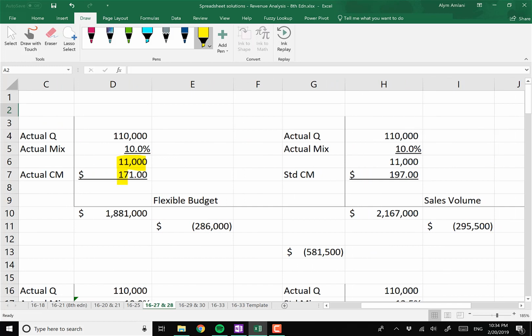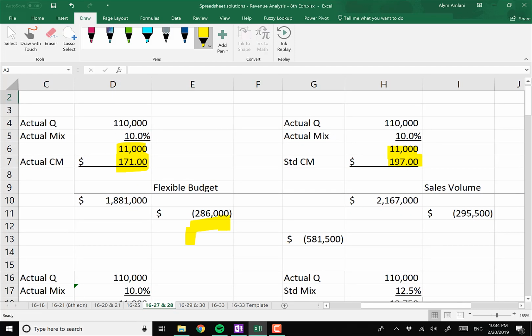Down the middle, what we see is that our standard contribution was 197, and when we look at the impact that has on our flexible budget variance, we get a negative variance of $286,000. And again, that's simply because our standard contribution margin was budgeted to be 197, and our actual was only 171.